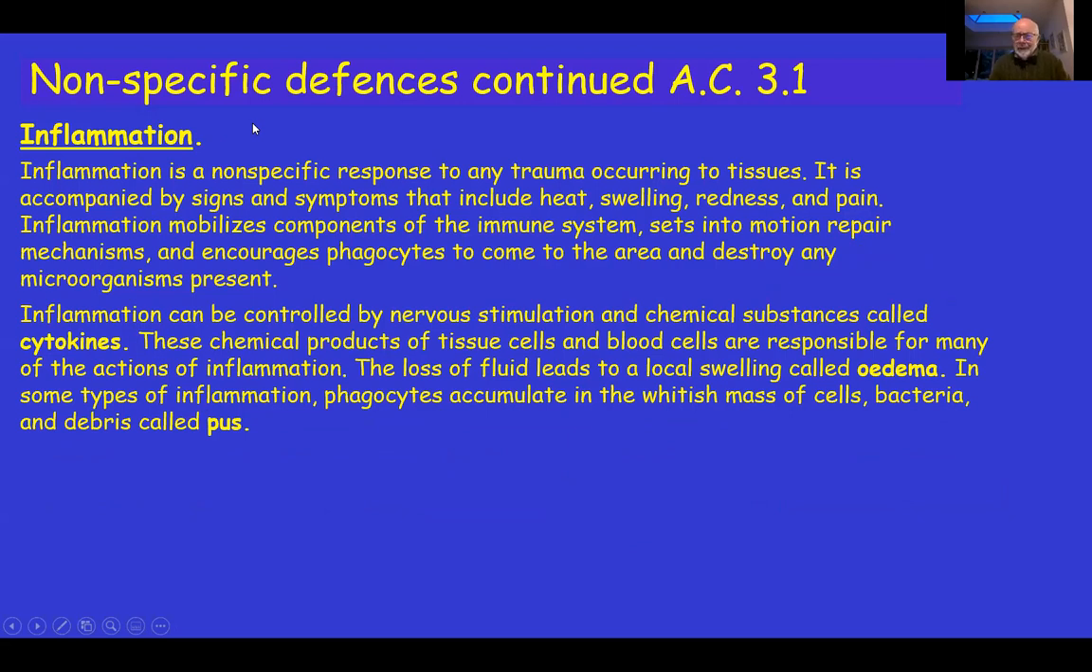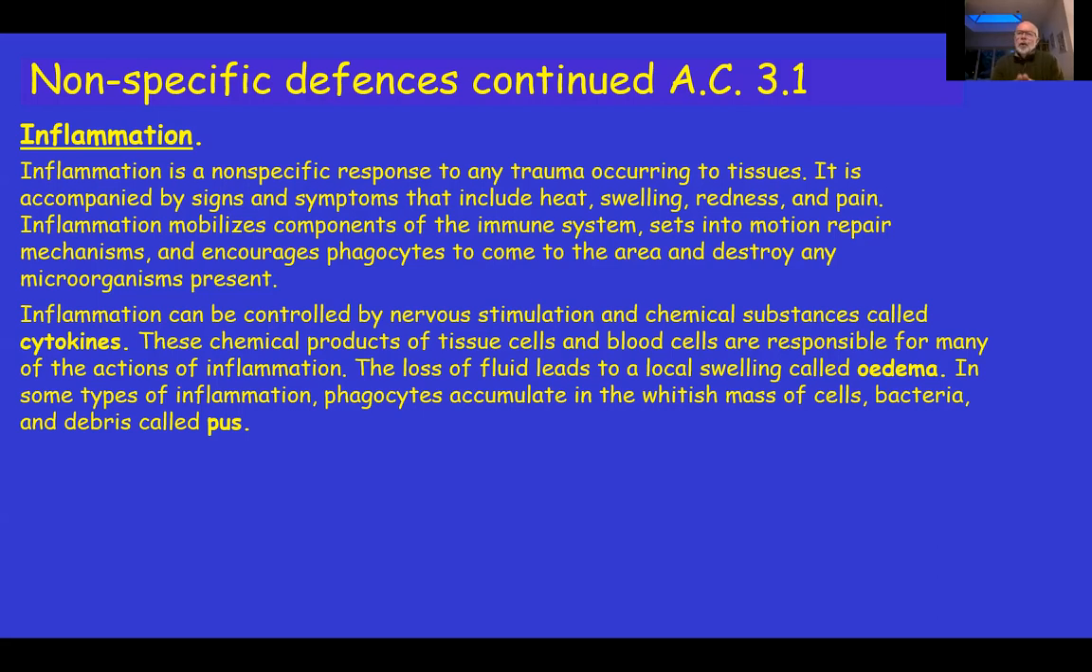Inflammation. Usually people think of inflammation as a bad thing, but inflammation is a non-specific response to any trauma. And some inflammation is good because you need it for the healing process. But obviously too much can be painful and does cause heat and swelling and redness and pain. But some of it is useful because inflammation mobilizes components of the immune system and sets into motion repair mechanisms. For example, if you have a break, you get inflammation around that break.